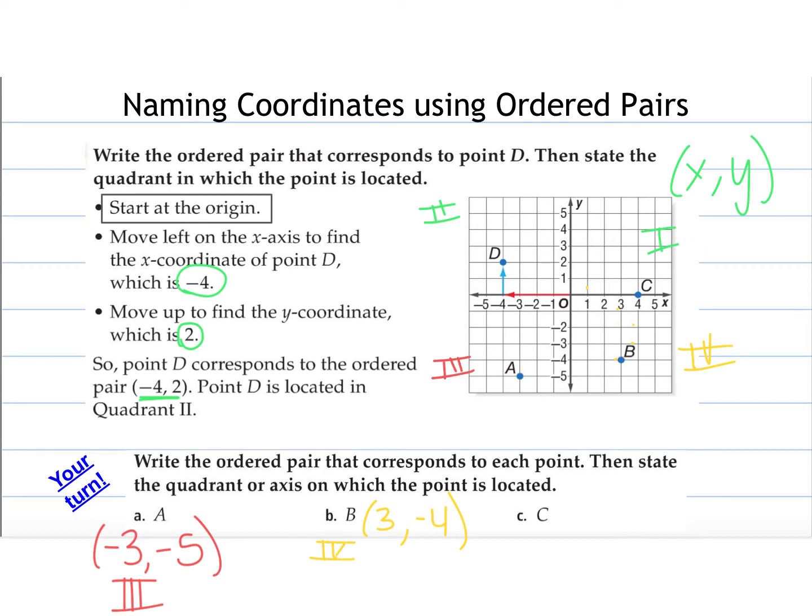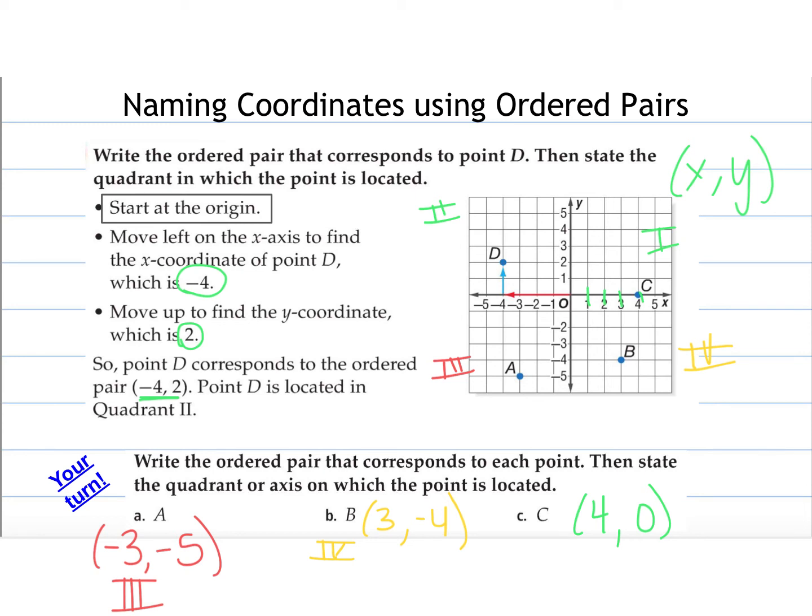And last one, let me just erase that. Point C. Starting back at the origin, we're going to go to the right, 1, 2, 3, 4. So that's going to be our x value. Remember, right or left first. Now, up and down, we're not actually moving off of the x-axis, so that means our y-coordinate is going to be 0. And where is it located?